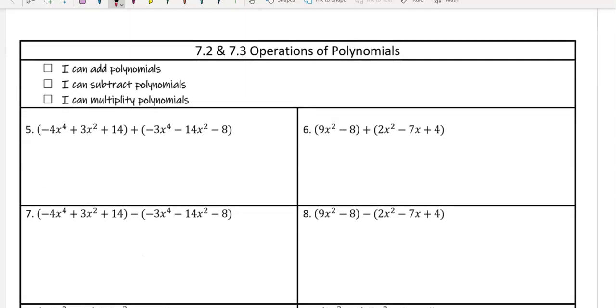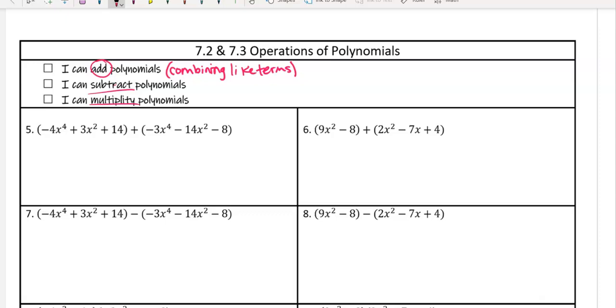Okay, moving on. 7.2 and 7.3, operations of polynomials. From this section, we need you to know how to add polynomials, how to subtract polynomials, and how to multiply them. When we add polynomials, we're basically combining our like terms, something that you should be very familiar with in Algebra 2, like terms.